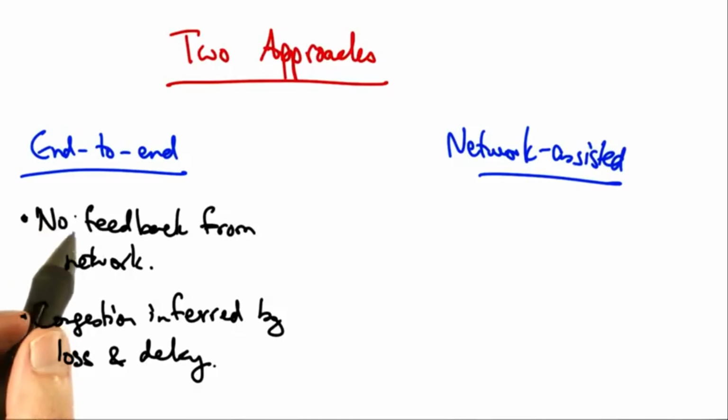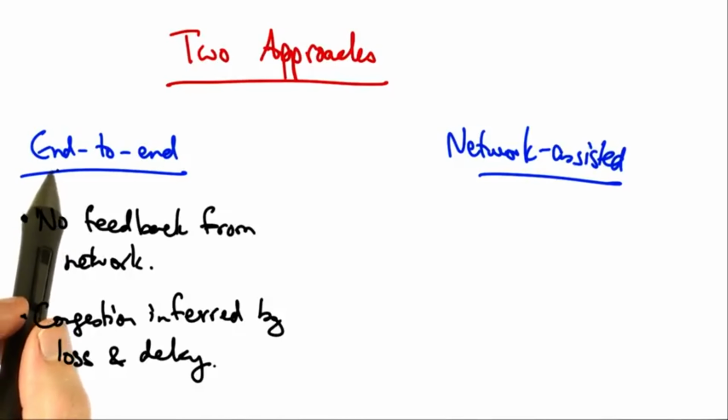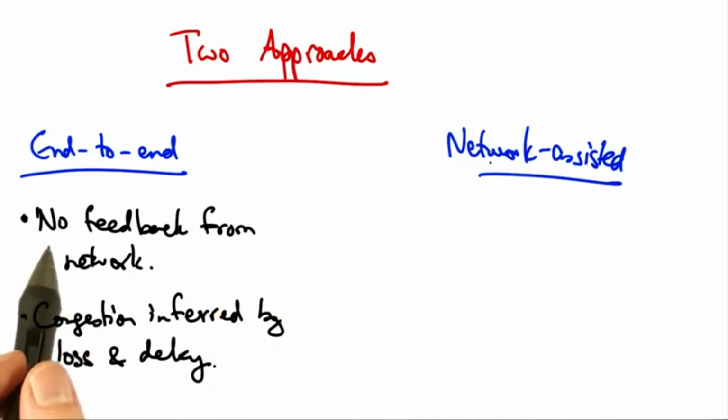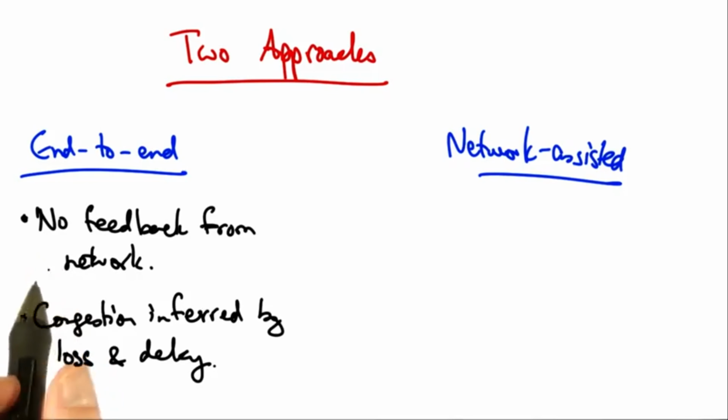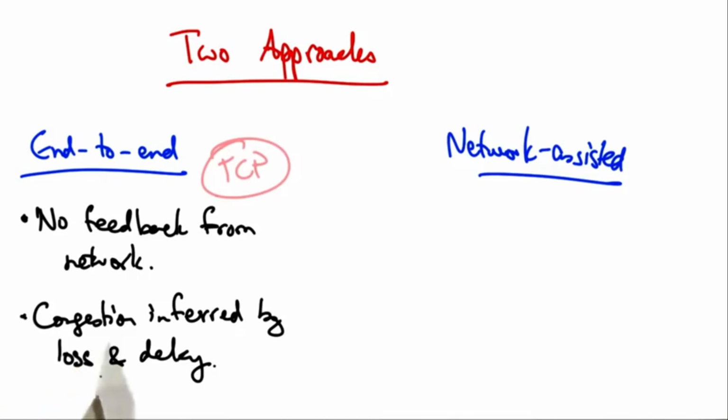There are 2 basic approaches to congestion control: end-to-end congestion control and network-assisted congestion control. In end-to-end congestion control, the network provides no explicit feedback to the senders about when they should slow down their rates. Instead, congestion is inferred typically by packet loss, but potentially also by increased delay. This is the approach taken by TCP congestion control.